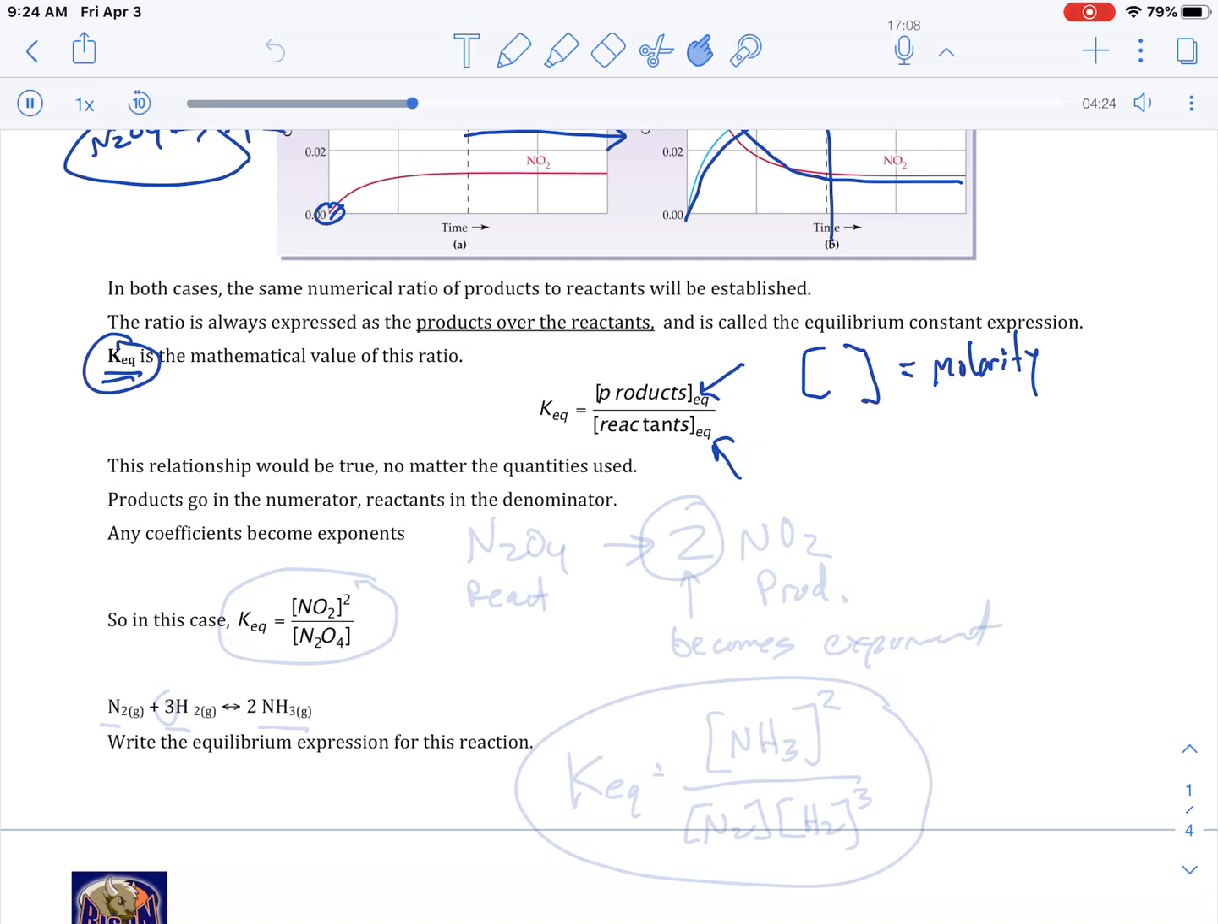So, in the case of the reaction we just talked about, with the N2O4 breaking up to form NO2, the products are the NO2, the reactants are the N2O4. So by taking the concentration of the products over the concentration of the reactants, we get the equilibrium expression for this reaction. Now note that the coefficient of 2 here, anytime there is a coefficient, that's going to become the exponent when you write it in the expression.